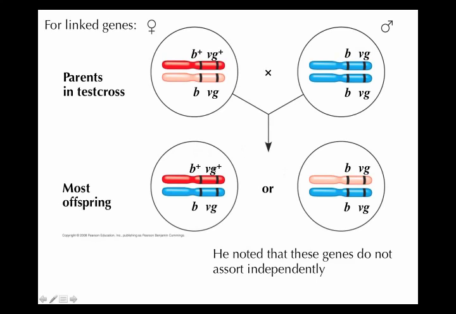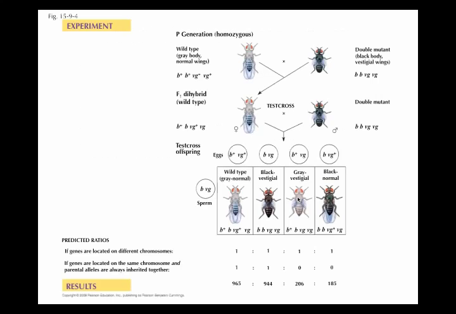So that's the gray body and the straight normal wings. And then on this chromosome, she gives her mutant version. So her black body and her vestigial wing chromosome. So you can see here they stick together. So then that's when you get these different ratios, where you get mostly parental phenotypes. So your offspring mostly look like the parents. They don't get mixed up. And that's what he sees here.